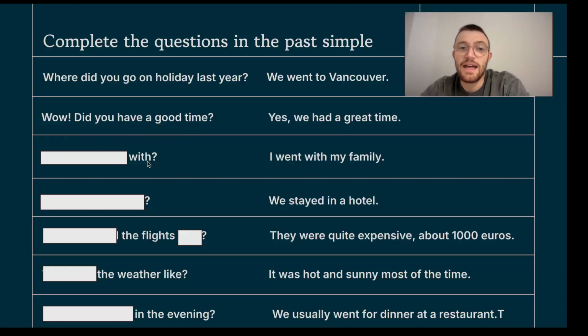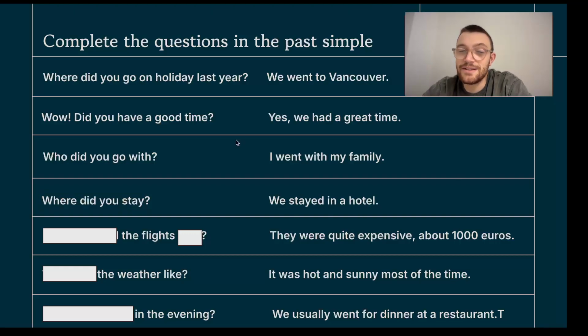Yeah, okay. The next one, I went with my family. And the question ends with, okay? So we could say, who did you go with? Who did you go with? I went with my family. The next one, we stayed in a hotel. Where did you stay? We stayed in a hotel. They were quite expensive, about €1,000. The flights, right? The flights.